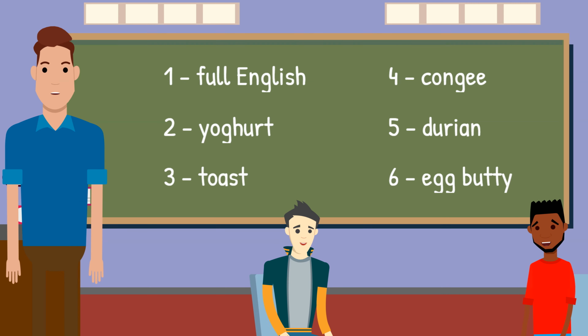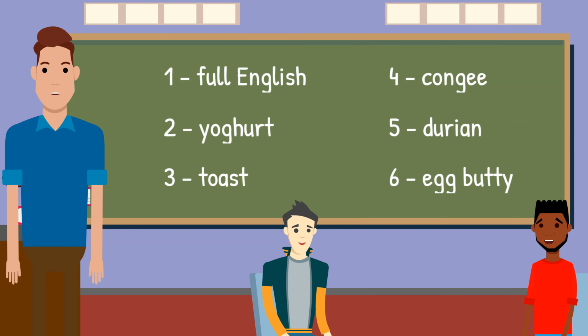So let's look at an example of that. If you're learning, what do you eat for breakfast? Then A would ask the question, B rolls the die and gets a 3. 3 is toast. So B says, I eat toast for breakfast.